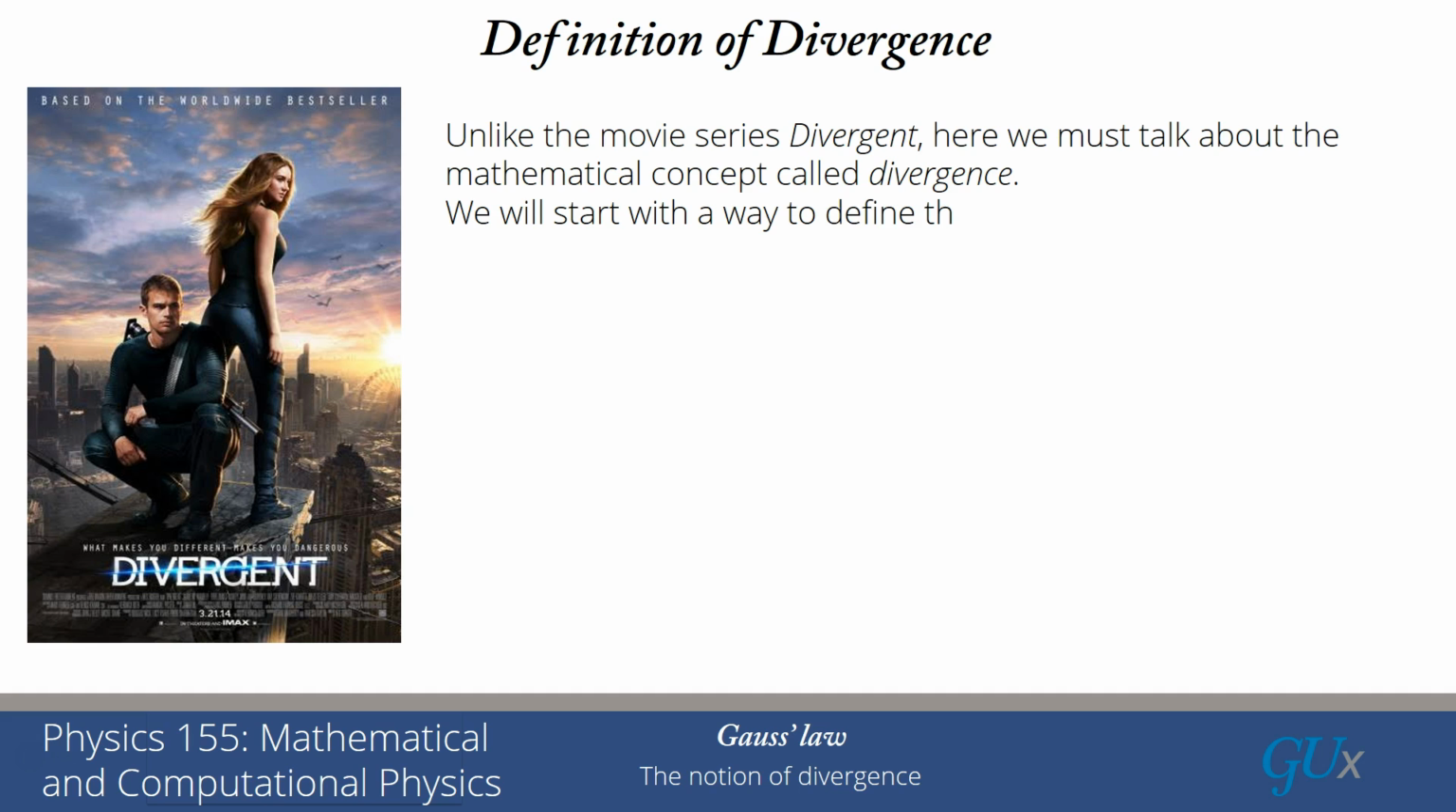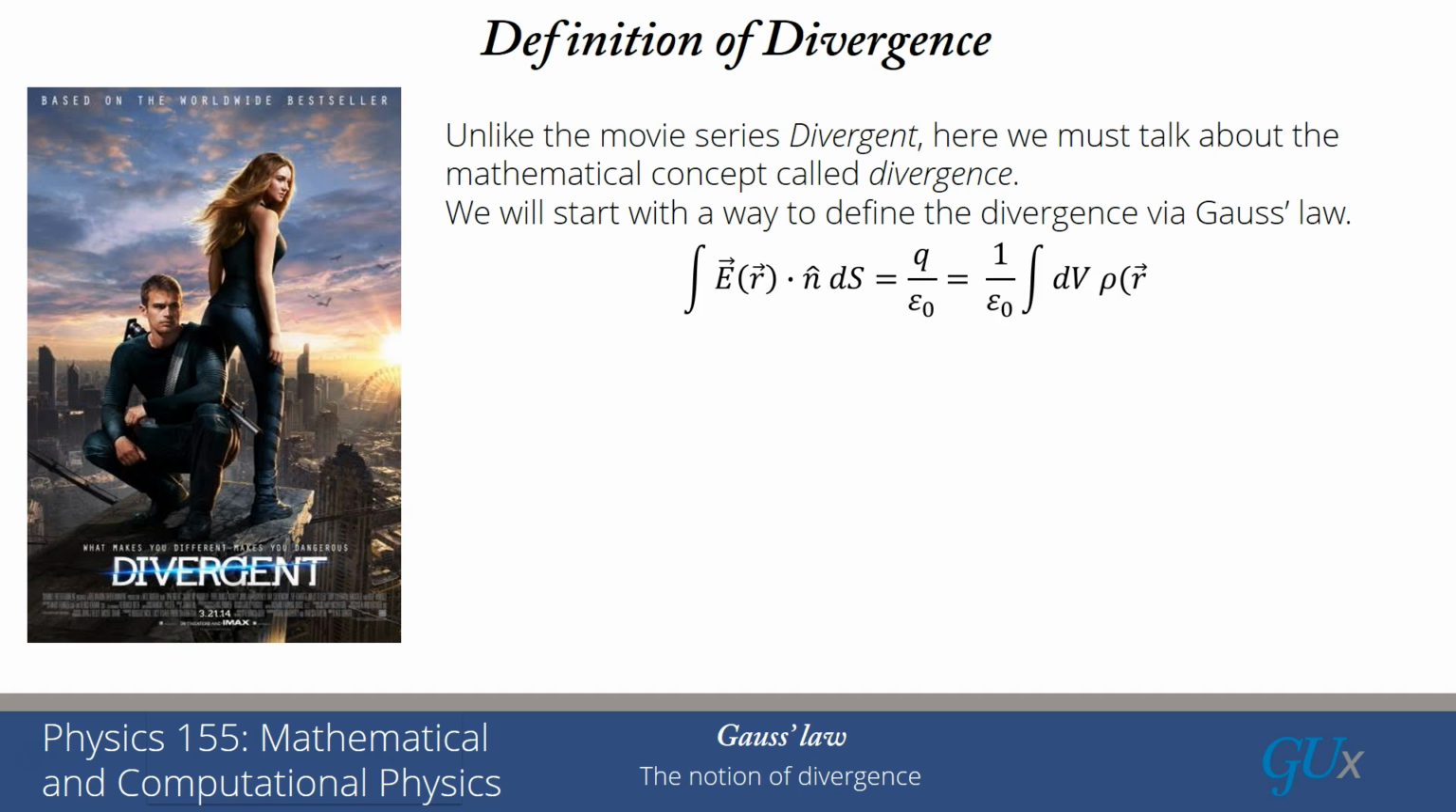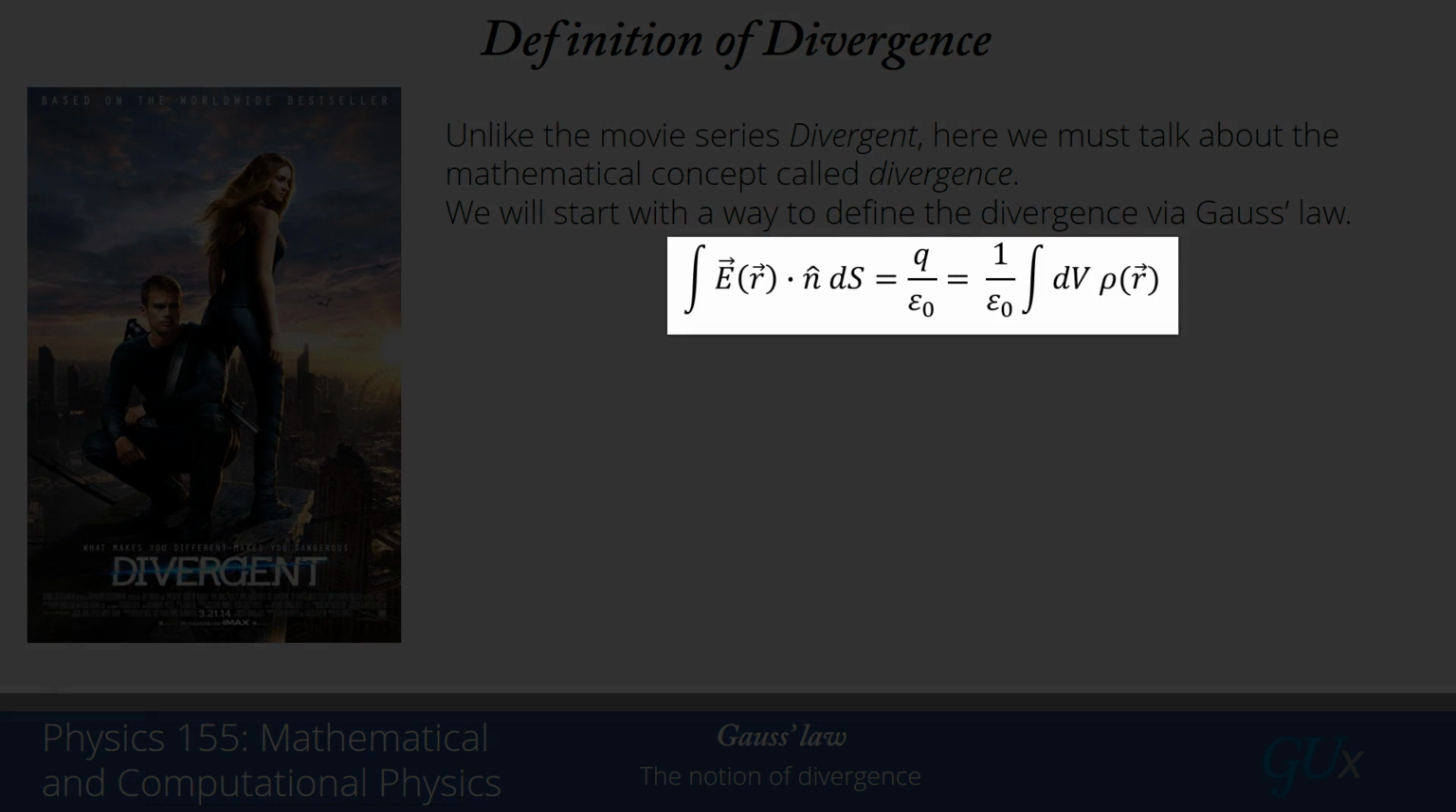We're going to start with a way to define the divergence that stems from Gauss's law. I'm operating under the assumption that you've all seen Gauss's law in your electricity and magnetism class or in a multivariable class. Gauss's law says the surface integral of the electric field, I take the electric field, I dot it into the normal vector, and I integrate that over the surface. That's equal to the charge enclosed divided by epsilon naught. And I can write that as 1 over epsilon naught, the integral over the volume that's enclosed by the surface, of the charge density that lies inside that surface, which we call rho of r.